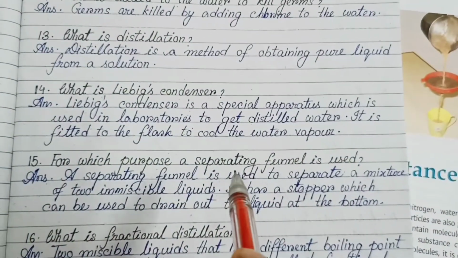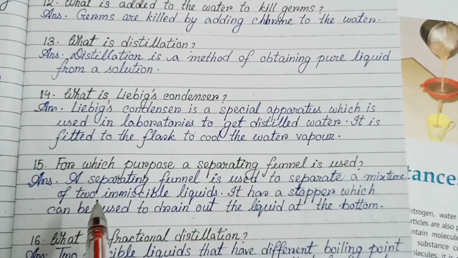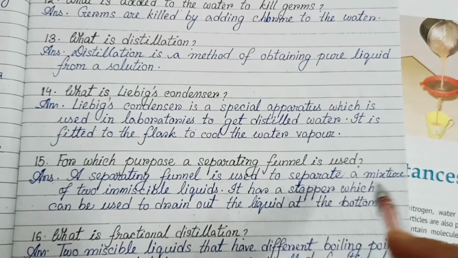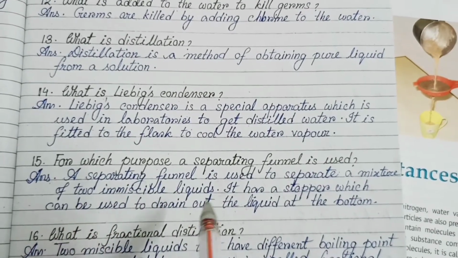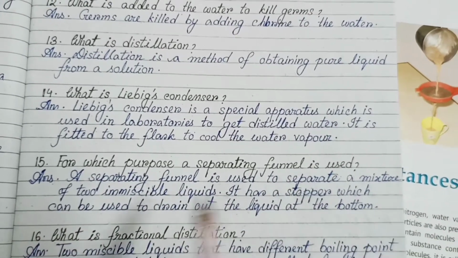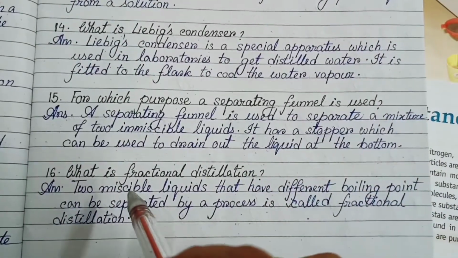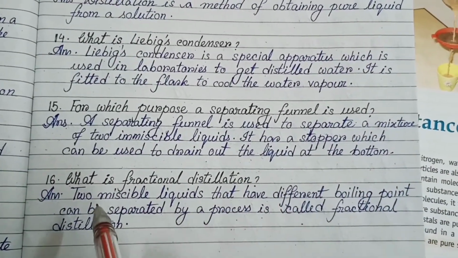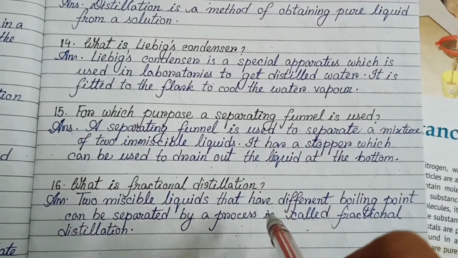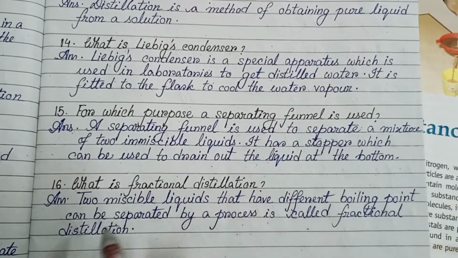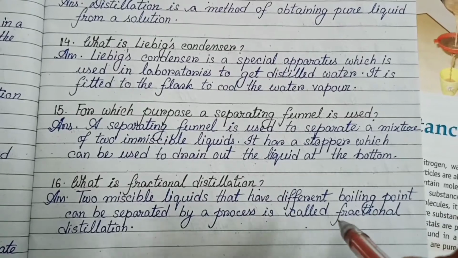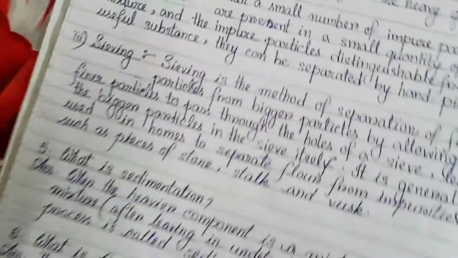For which purpose is a separating funnel used? A separating funnel is used to separate a mixture of two immiscible liquids. It has a stopcock which can be used to drain out the liquid at the bottom. What is fractional distillation? Two miscible liquids that have different boiling points can be separated by a process called fractional distillation.